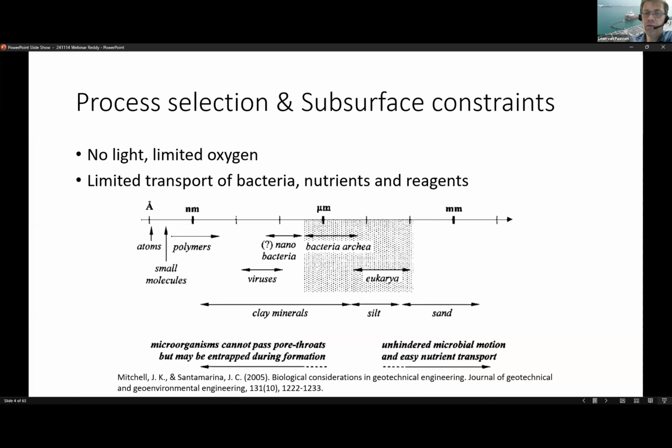And then also, depending on what type of soil you have, you may not be able to inject bacteria or microorganisms in the ground. Particularly if you have clay soils, you cannot inject it in clay soils. So if you want to use biology, you might have to do some mixing.